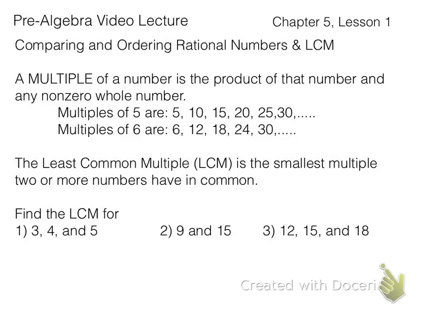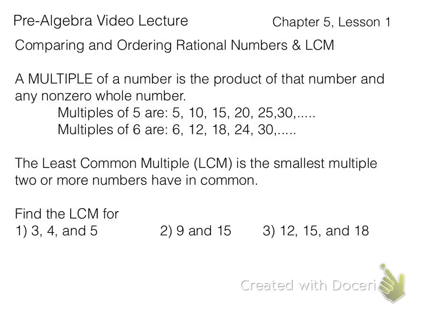Multiples of 6: 6, 12, 18, 24, 30. Again, we're multiplying the same number by a bunch of other numbers. So multiples of 5 mean we had to multiply some other number times 5 to get that multiple. Multiples of 6, we had to multiply 6 by some number to get that other number.